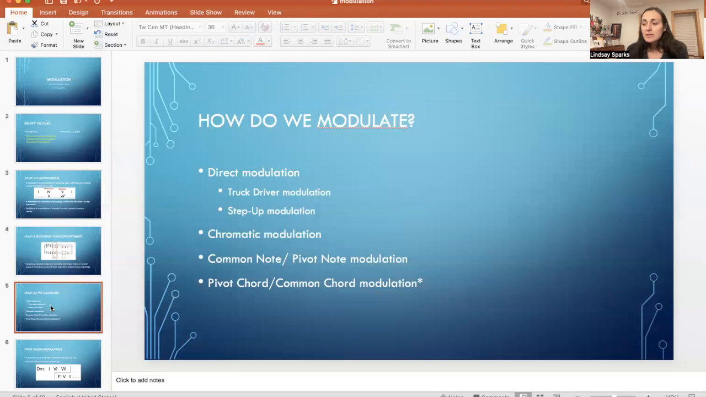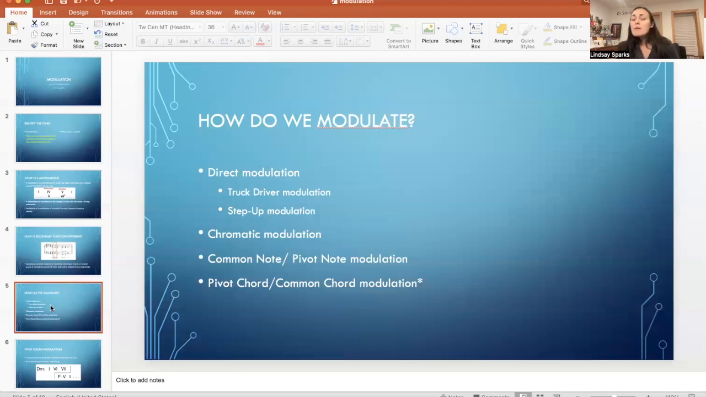Chromatic modulation is very similar. We basically, instead of having a note that we can rename in the new key, we simply step up chromatically and then function ourselves right into another key, right? So that's also a pretty, what's the right word? Kind of spontaneous modulation that way.